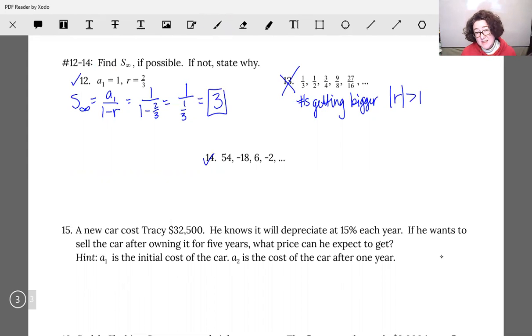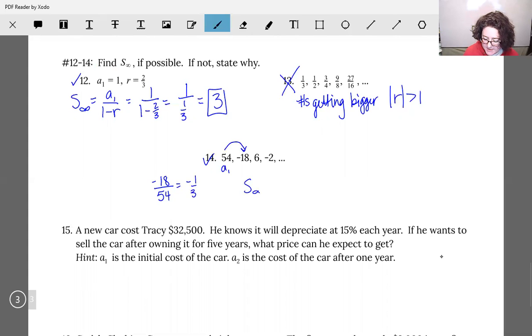Now, for number 14, they don't just straight out give us the values. We know that 54 is a sub 1, but what do we have to multiply to get to the next number? And then the next one, and then the next one. So again, I would suggest do second term divided by first term if you can't see the pattern. So negative 18 divided by 54, that's giving me negative 0.3 repeating, which if I change to a fraction is negative 1/3. That is my multiplier.